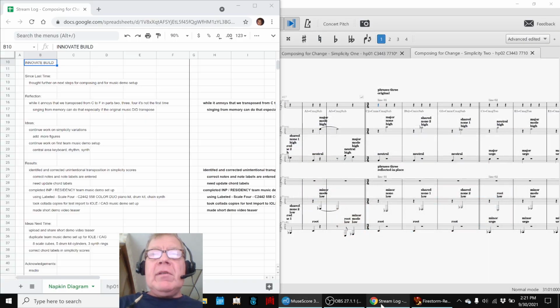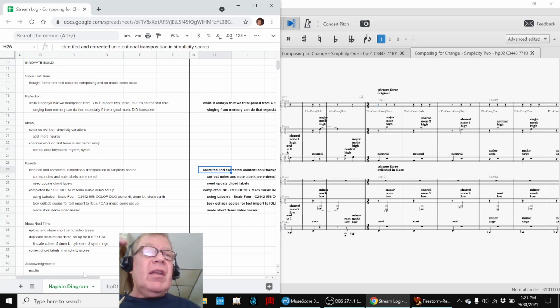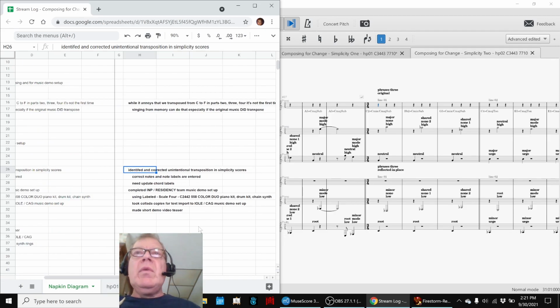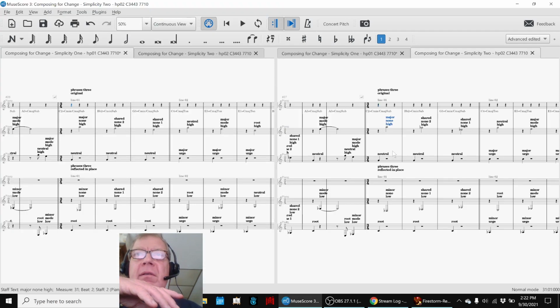In today's episode, we worked further with our simplicity scores. We identified and corrected an unintentional transposition. We went from a C to an F. We jumped up a perfect fourth or fifth. You count it either way. And we fixed it. We updated all of these labels here.